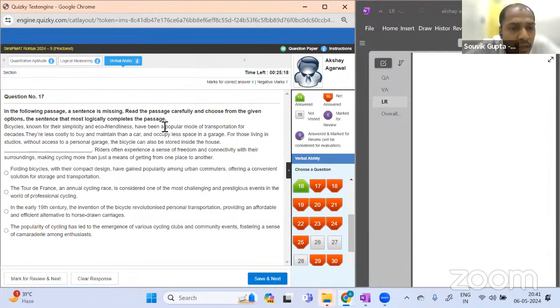Bicycles, known for their simplicity and eco-friendliness, have been a popular mode of transport for decades. They're less costly to buy and maintain than a car. They occupy less space in a garage for those living in studios without access to a personal garage. The bicycle can also be stored inside the house. Riders often experience a sense of freedom and connection with their surroundings.